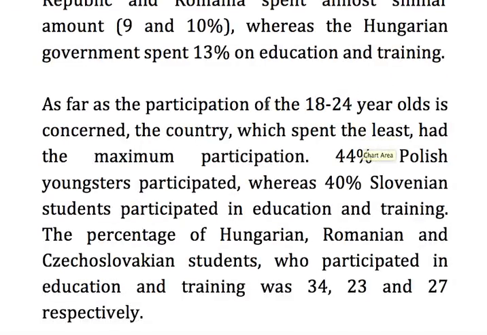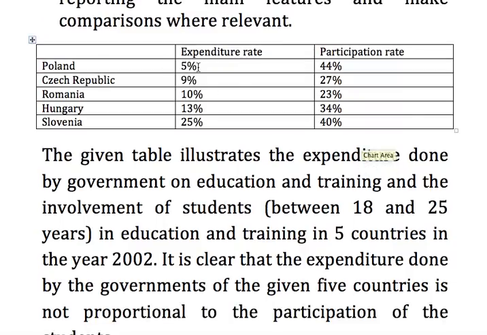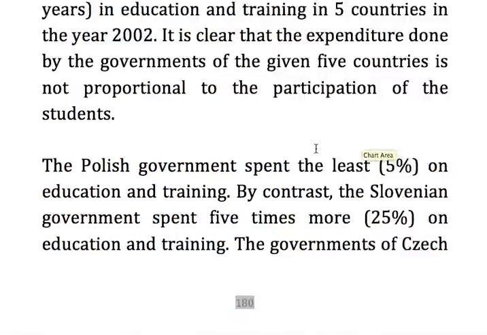As far as the participation of the 18 to 24-year-olds is concerned, see, note year-olds. See, it's not years old, it's year-olds. It's a way to write the age group. The country which spent the least had the maximum participation. Here you can see the country which spent the least had the maximum participation.